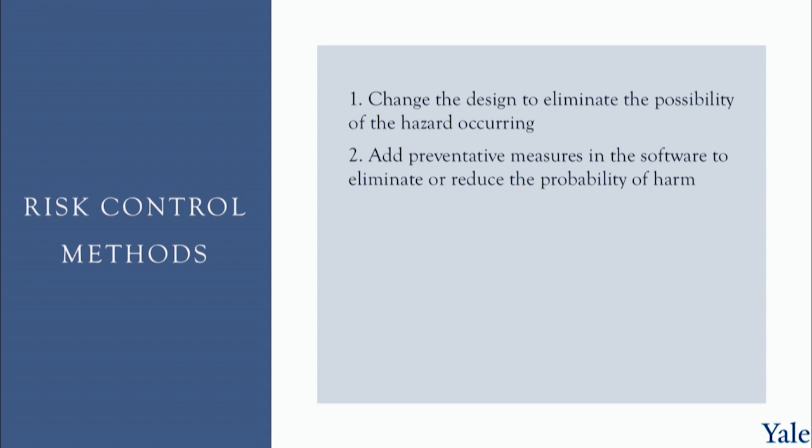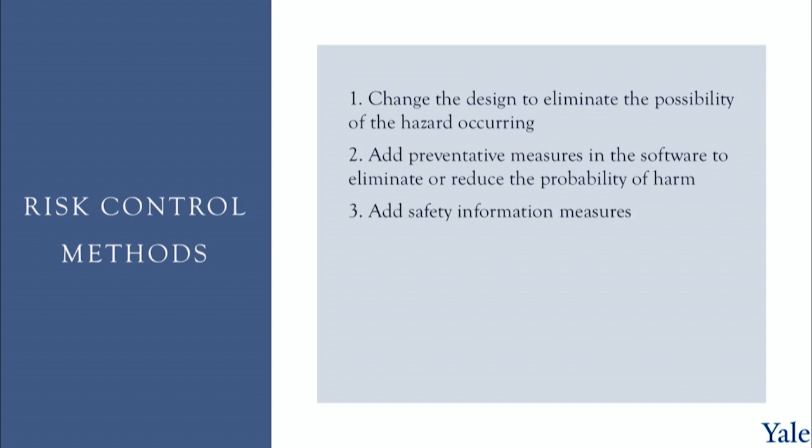The second method is to add preventative measures in the software to eliminate or reduce the probability of harm. We'll see an example of this in our image-guided neurosurgery example in a couple of weeks, where we perform the procedure and we have a set of checks and balances to make sure the user checks that the results are correct. So here there's still a probability of harm occurring, but we add steps in the process to reduce the probability of the harm.